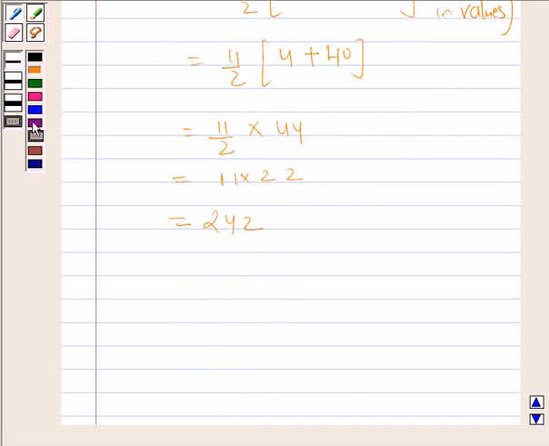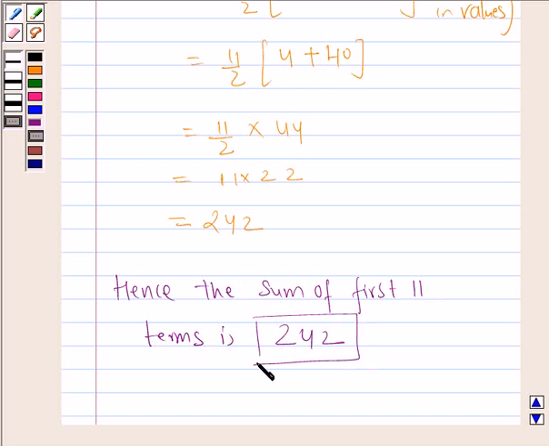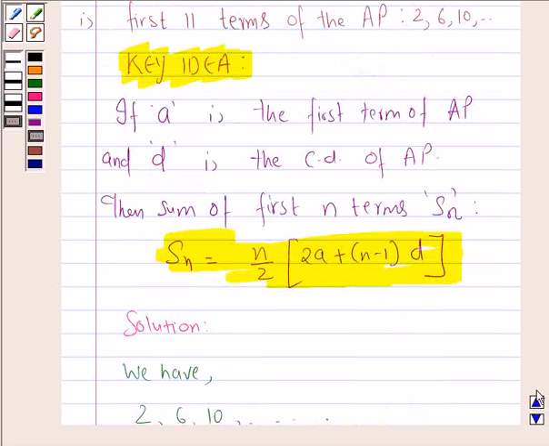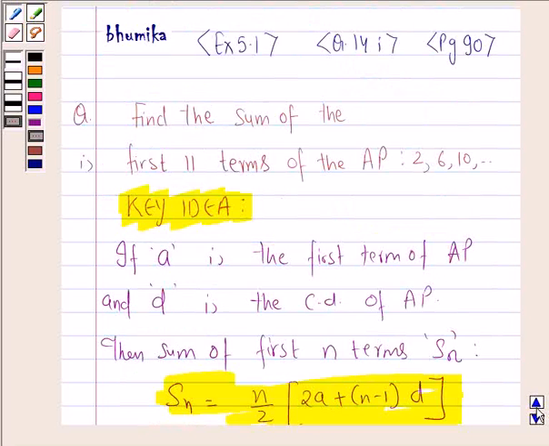Therefore, the sum of the first 11 terms is 242. This is the answer. It's a very, very simple question, a direct application of the formula Sn is equal to n by 2 into 2A plus n minus 1 into D. Just remember this formula by heart, and any question of this type will be done through this formula. Just revise it once again and remember this formula.